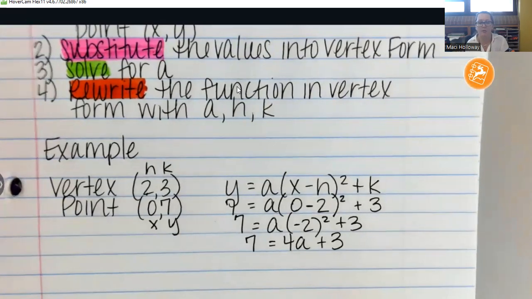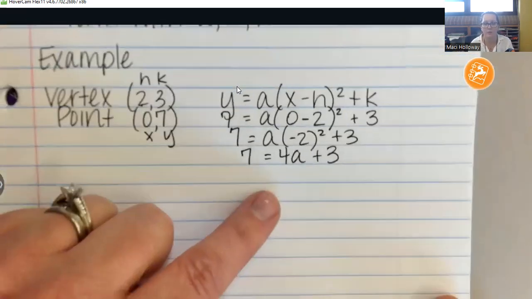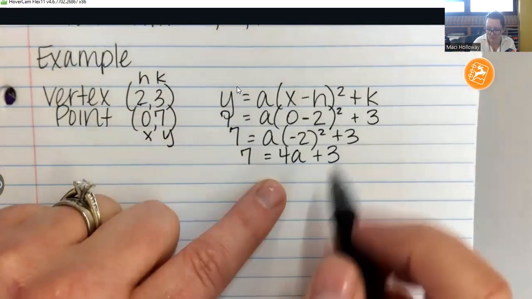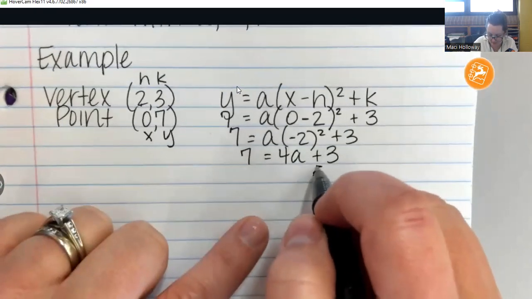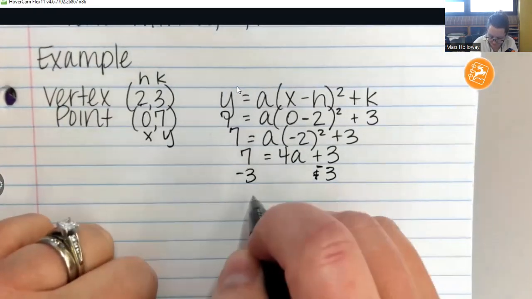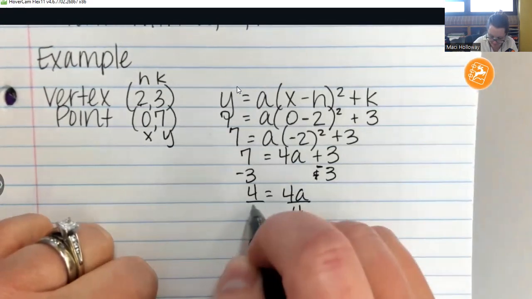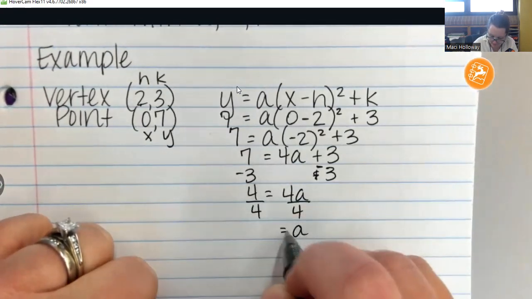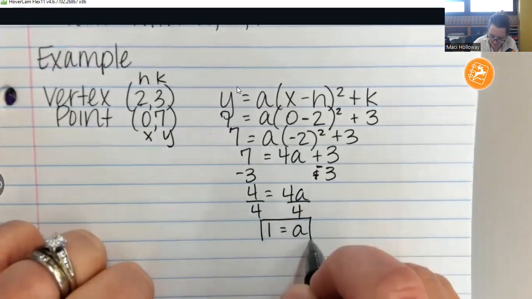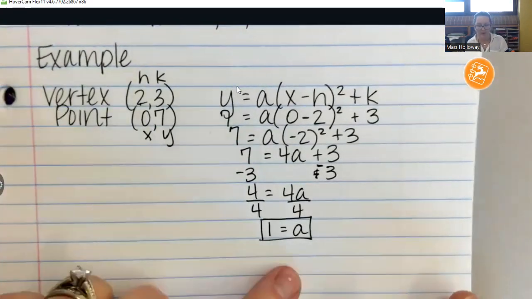And now we're going to solve for a. Just like we would do a regular equation, we're going to subtract 3 first. So we have 4 equals 4a, and then divide by 4. So a equals 1. So we have our a value.